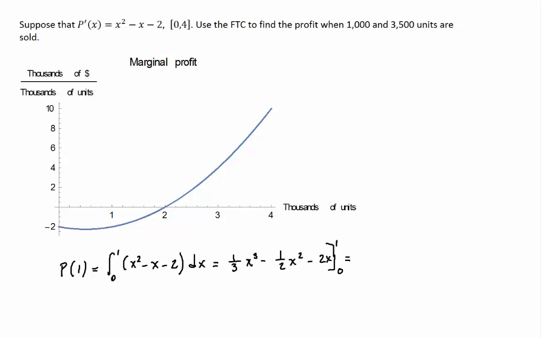And so what do we get? Whenever we plug in 1, we get a third minus a half minus 2, and that is the antiderivative evaluated at 1, and then minus the antiderivative evaluated at 0, which would give you 0. So a third minus a half is negative 1/6, and then negative 1/6 minus 2, you could write it as negative 13/6, which would be in thousands of dollars.